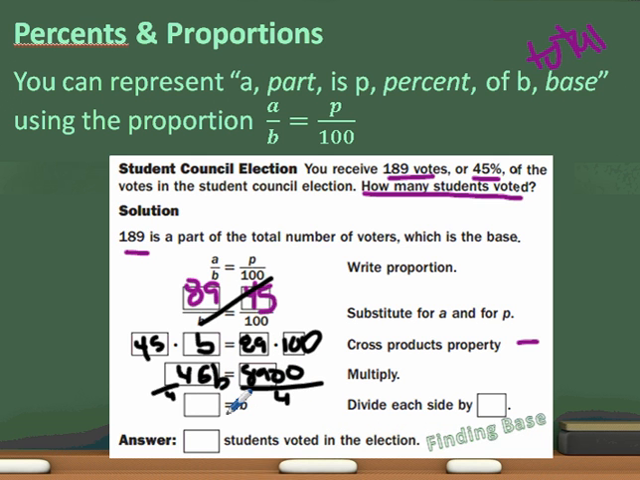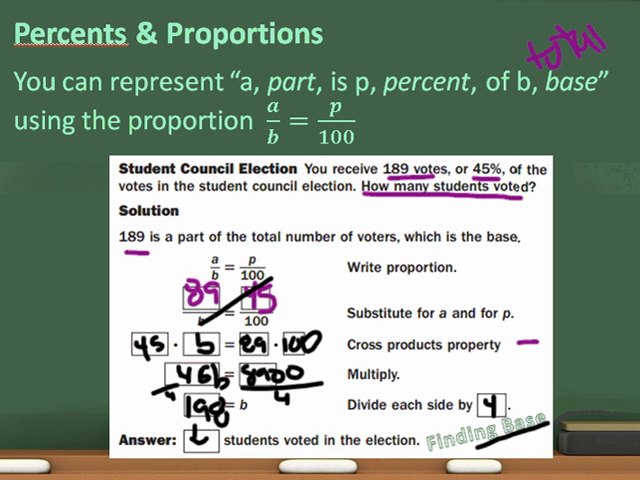Well, when I do that, I come up with an interesting number. I'm dividing both sides by 45, and I get 197.7 repeating. Can I have 7/10 of a person? No, I can't. So it's going to be 198. So we have 198 students who voted in the election. This is when we find the base. We're looking for the total people who started in this.